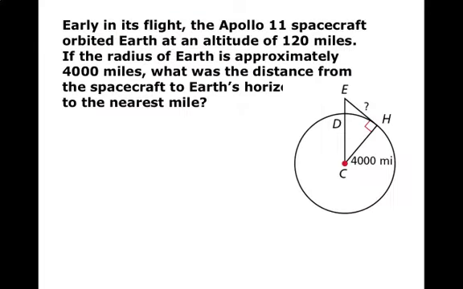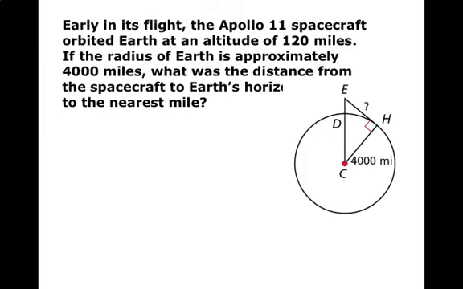Let's look at this word problem. Early in its flight, the Apollo 11 spacecraft orbited Earth at an altitude of 120 miles. If the radius of the Earth is approximately 4,000 miles, what is the distance from the spacecraft to the Earth's horizon to the nearest mile?